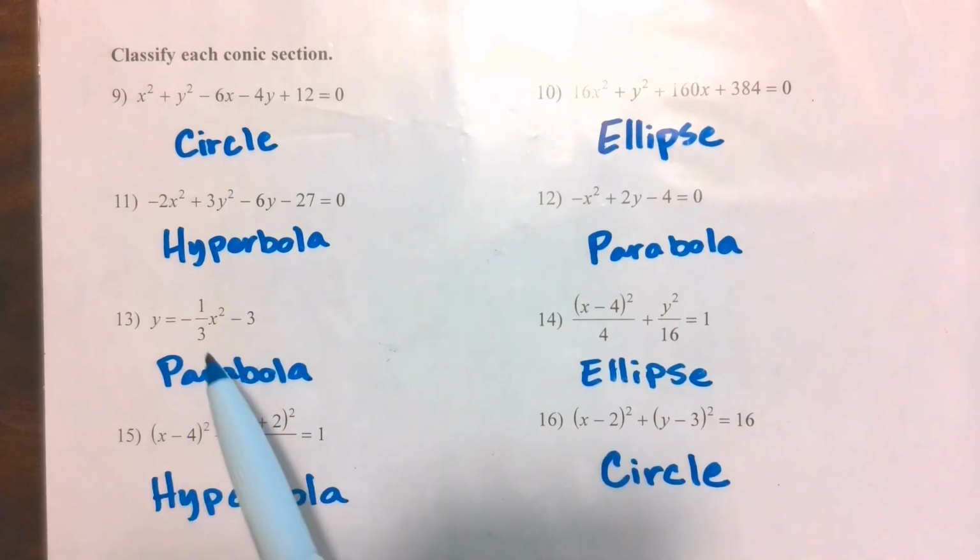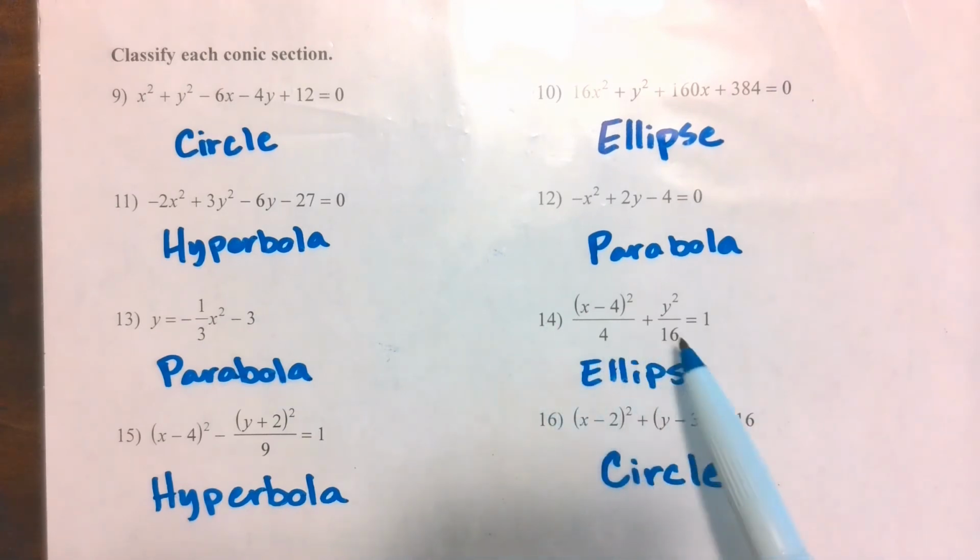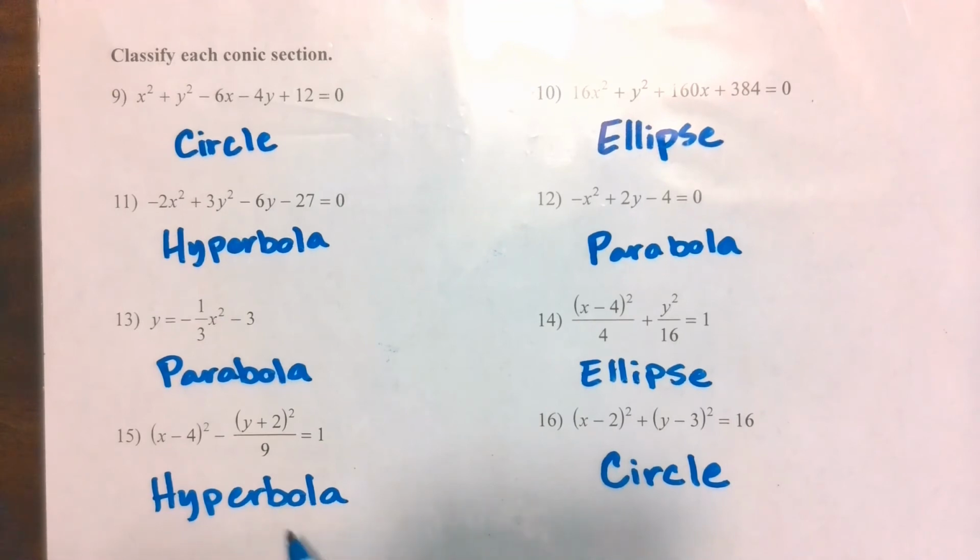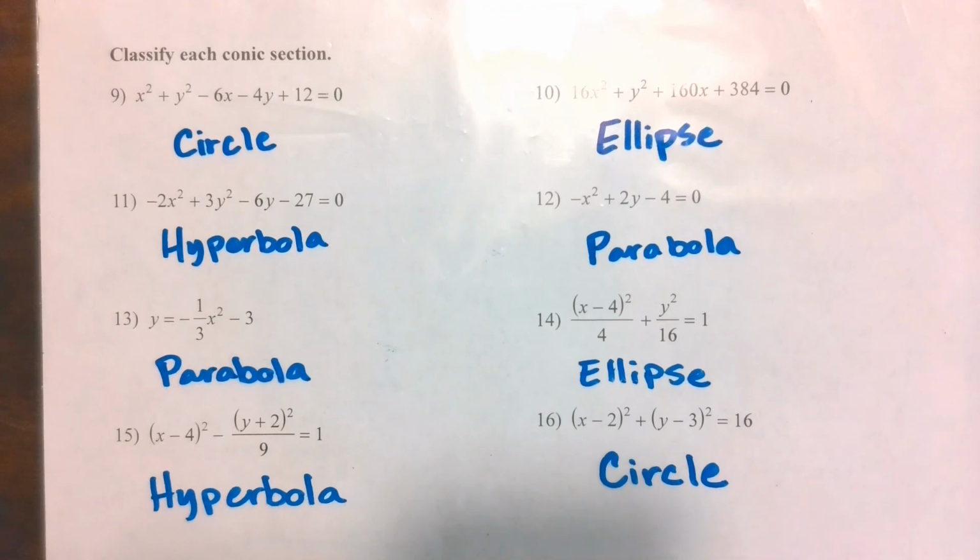So number 13 with just the x squared term is a parabola. Number 14, with the 2 different numbers below x and y, adding in between, is an ellipse. Number 15 is similar, but it's negative, so it's a hyperbola. And then number 16 is a circle, because this is kind of going backwards from number 9. If I did divide both sides by 16 so that it equaled 1, then they would both have the same divisor, but we also recognize it as having that radius squared piece.